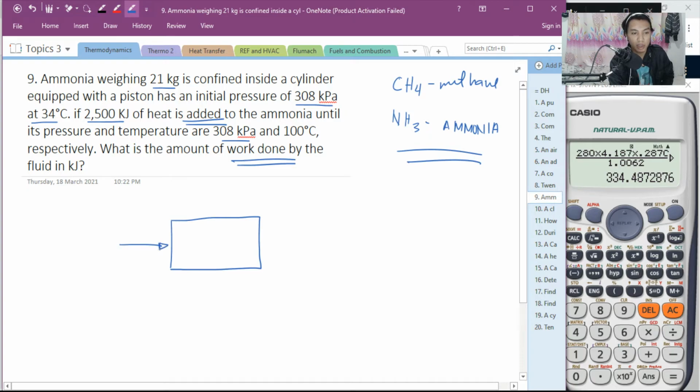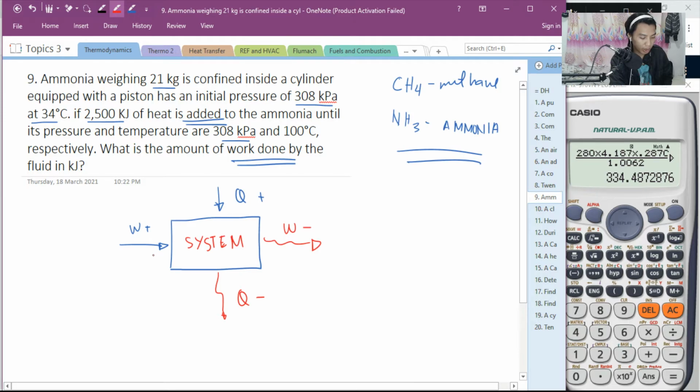Pag ginawa sa system, work is positive. And then the heat added to the system, Q, that is positive. Otherwise, if work is taken out of the system, that is negative. And if heat is taken out of the system, that is negative. Yun lang, kadali yun. Anong hinahanap natin dito?